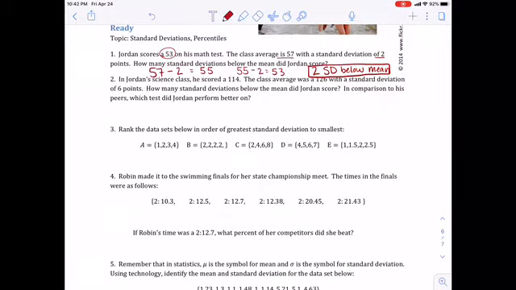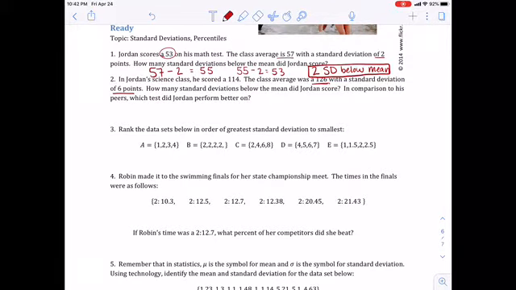On question 2, it says in Jordan's science class, he scored a 114. The class average was 126, with a standard deviation this time of 6 points. How many standard deviations below the mean did Jordan score? In comparison to his peers, which test did Jordan perform better on?